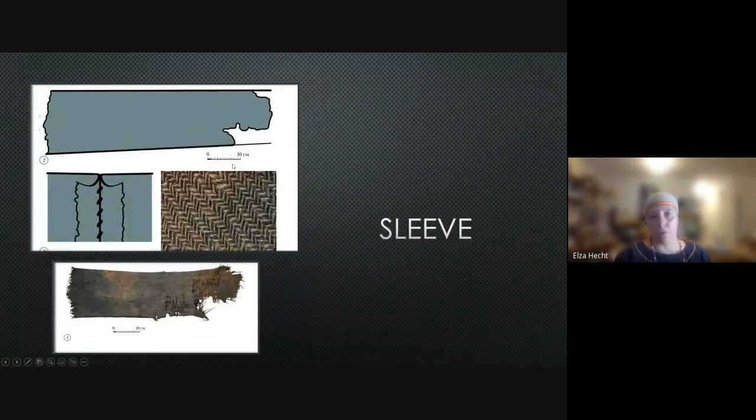Another example of a random piece found, at least here we can tell it's a sleeve. That's how it was found. That's the seam that was used and the type of weft that was used. And we can tell that it was actually wider at the shoulder, and then it would go narrower near your wrist. We can't even tell if it's a man's or female tunic, but you will see down the line that the patterns are not that different.